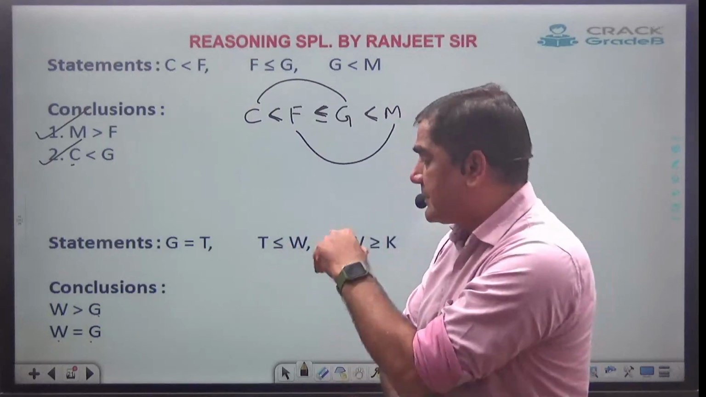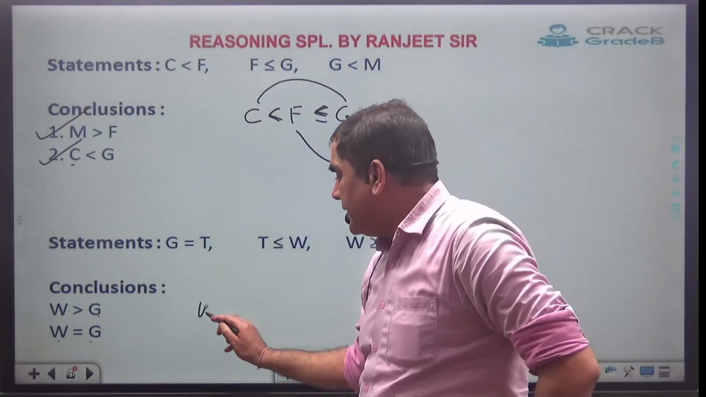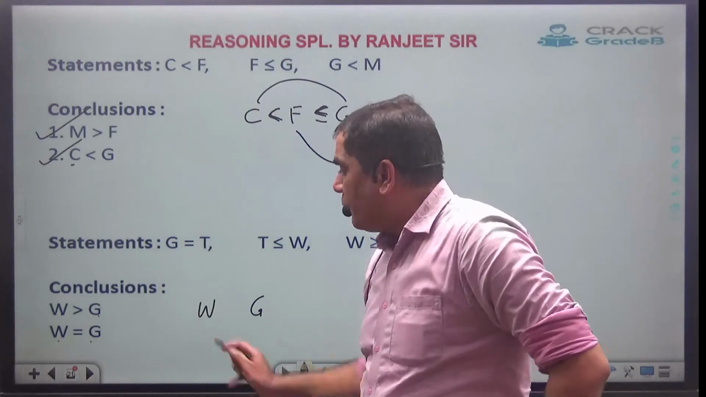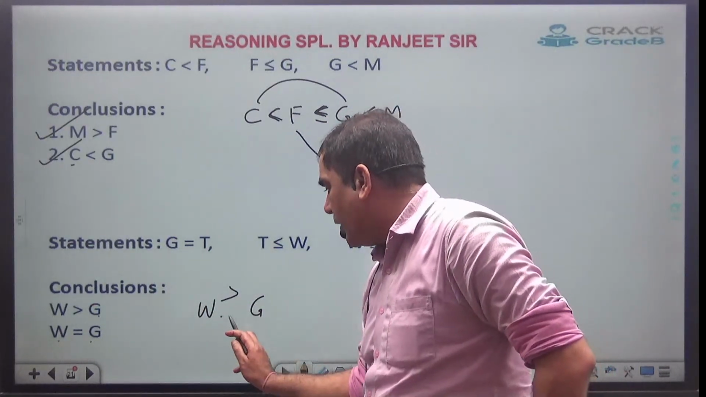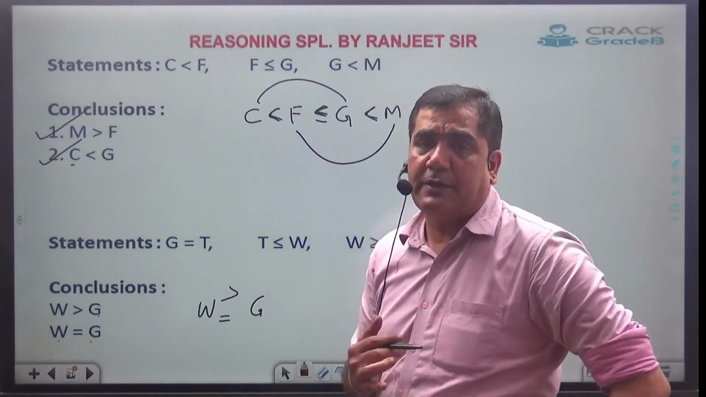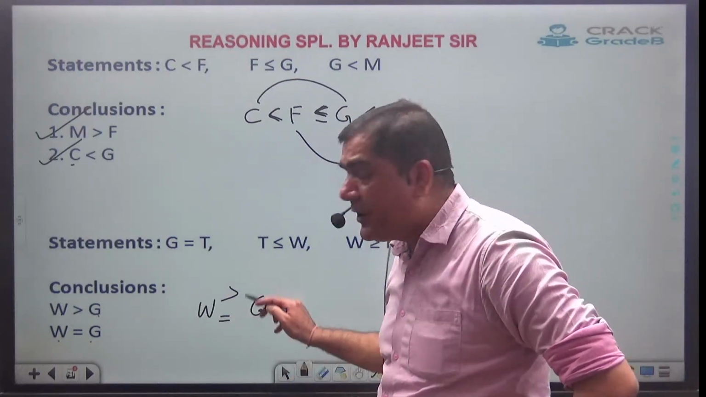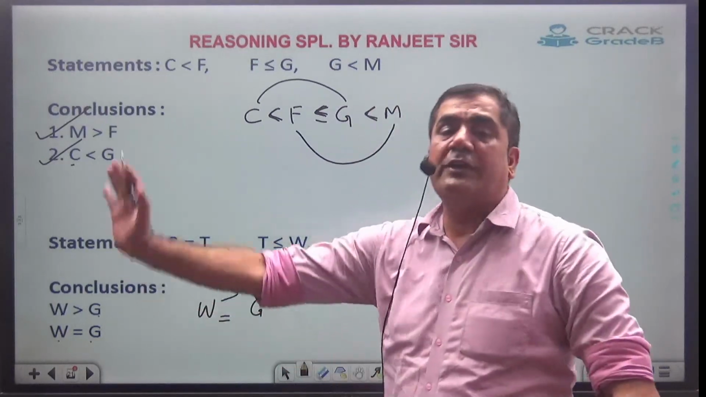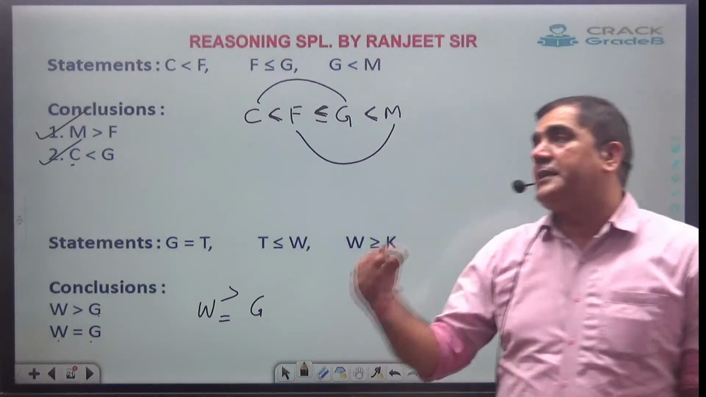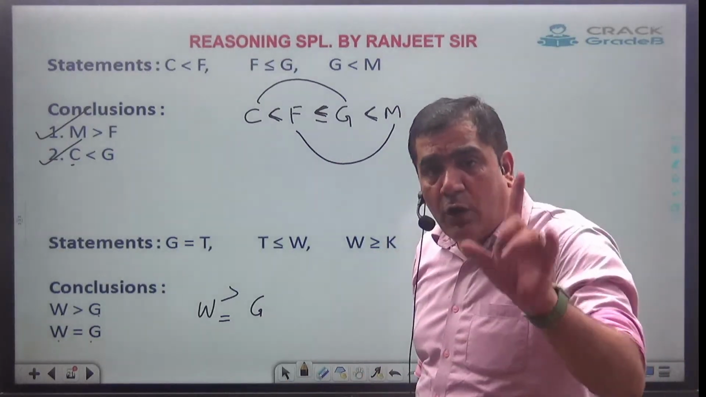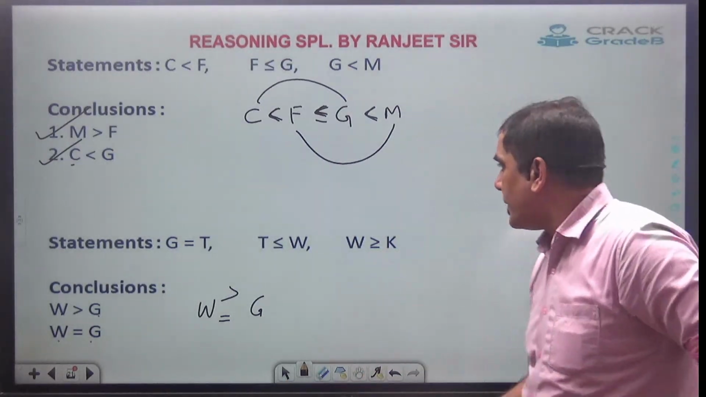For example, here between this W and G, first is saying face should be towards W. Second is saying face is equal to G. It means it will have two faces: equal to and face towards G. It can have three faces also. But always remember this.